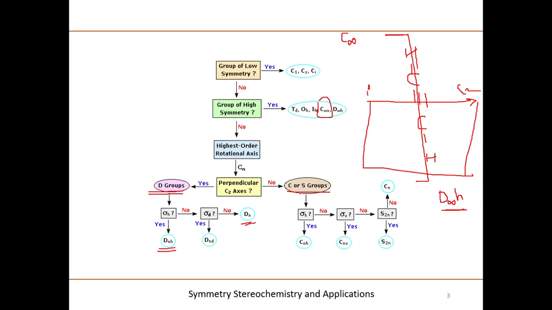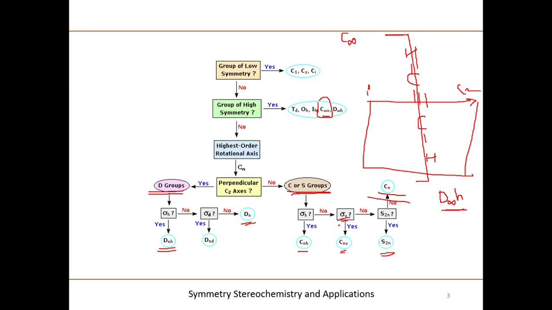Okay. Now let's talk about the other case. If perpendicular axes are absent, then we write C, as we have written here. Then we check the horizontal plane. If sigma H is present, we will write Cnh, and if it's absent, we will check the vertical plane. If the vertical plane is present, then we will write Cnv, and if the vertical plane is also absent, then we will check for the improper axis of rotation. If the improper axis of rotation is absent, then we will write Cn directly, and if it's present, we will write S2n. So I hope these basic things are clear to you.